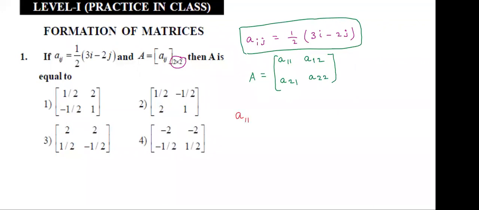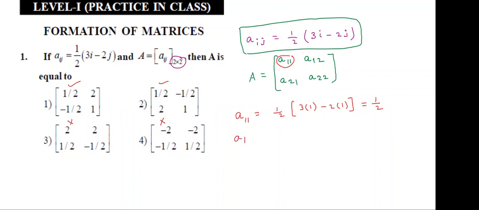Observe that, compare both. I value is 1, J value is 1. Substitute in this condition: 3 into 1 minus 2 into 1. Students, calculate this. How much do we get? 1 by 2. So A11 value should be 1 by 2. See here, where is 1 by 2? Here, here. Not there, here also not there. So the third and fourth options are wrong.